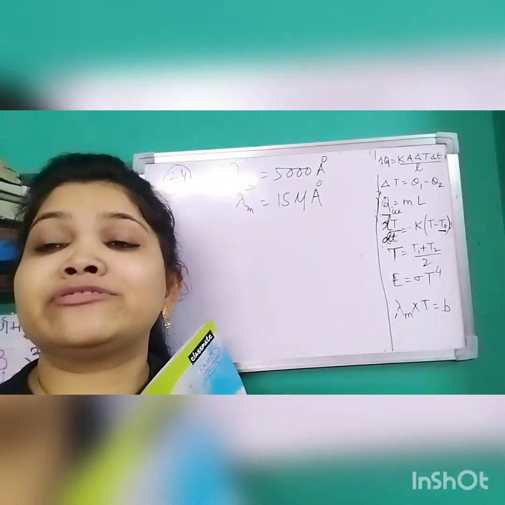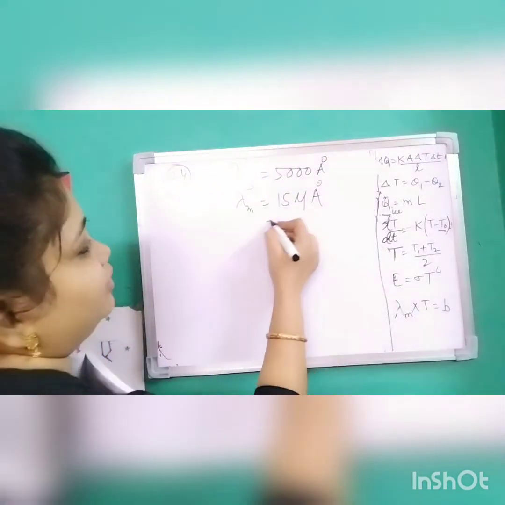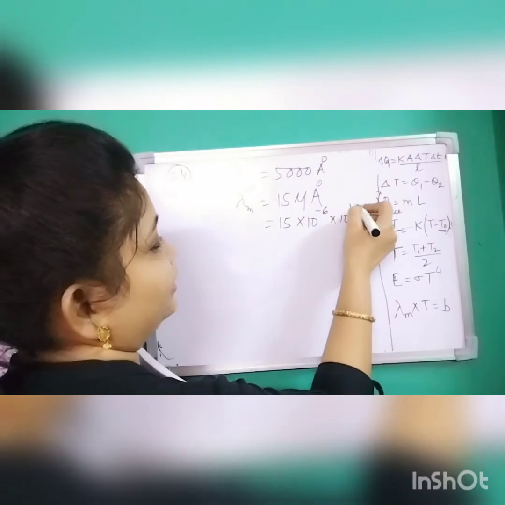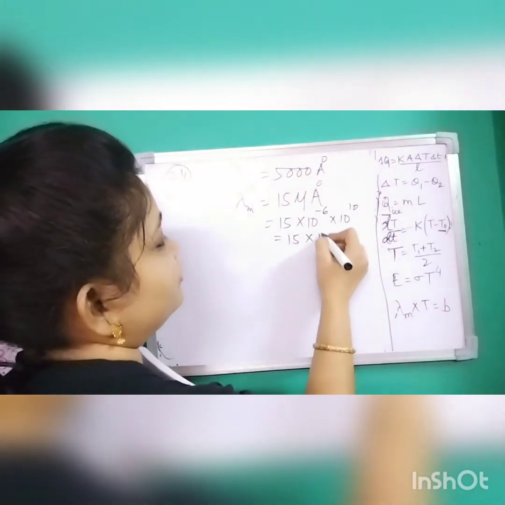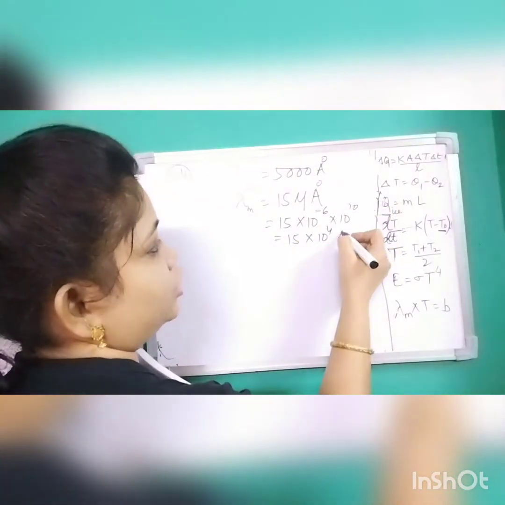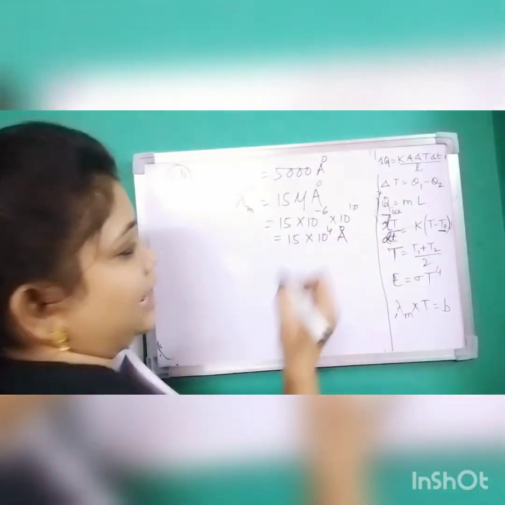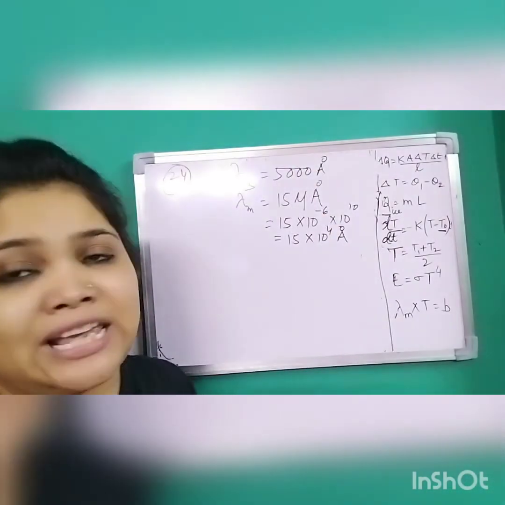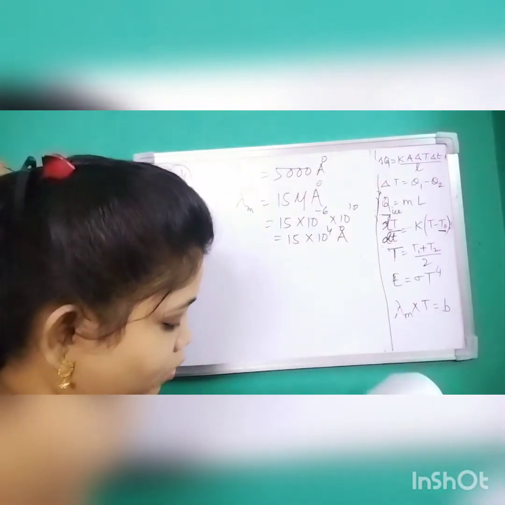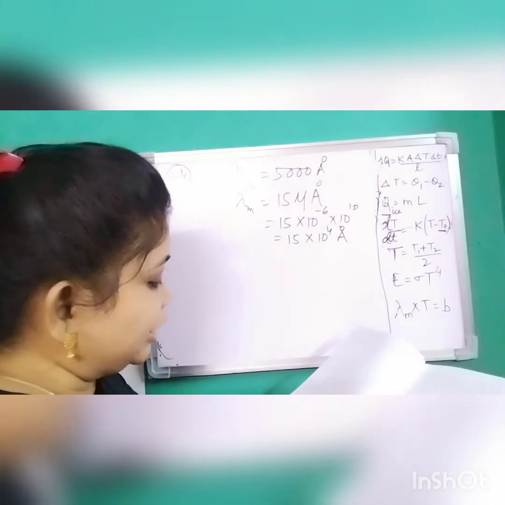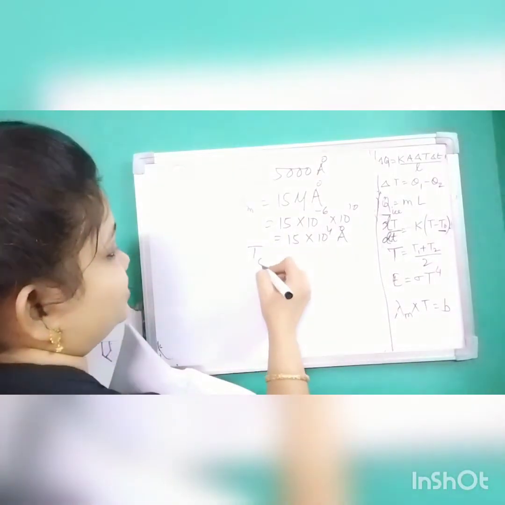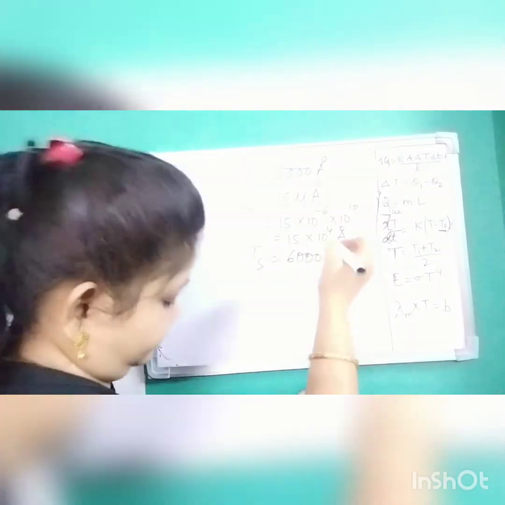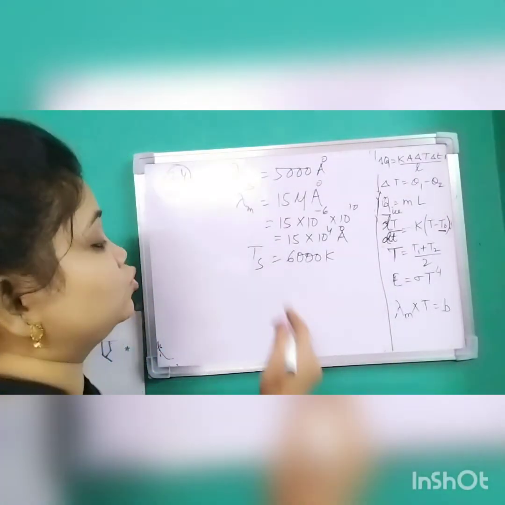Now, what is micro? Micro is 10 to the power of minus 6. So ultimately we will get 15 into 10 to the power of minus 6 into 10 to the power of 10, that means 15 into 10 to the power of 4. You can convert it into angstrom. Now we have converted into the same unit. It's given that the temperature of the sun, that means TS, is 6000 Kelvin. Calculate the temperature of the moon.